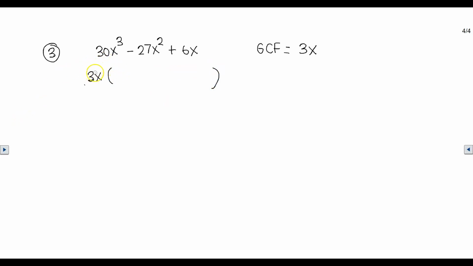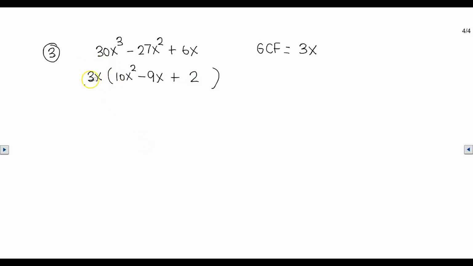I need 3x times the first term to give me 30x to the third. So I'm going to need 10x squared to make that happen. Then 3x times the second term needs to give me negative 27x squared. So that's going to be a negative 9x. And then finally, 3x times the last term has to give me 6x. So I'm going to need a plus 2 for that.